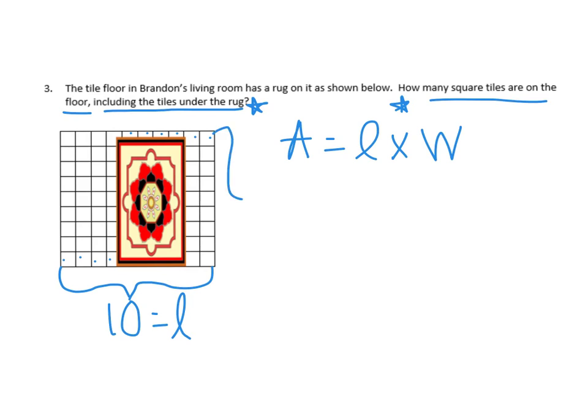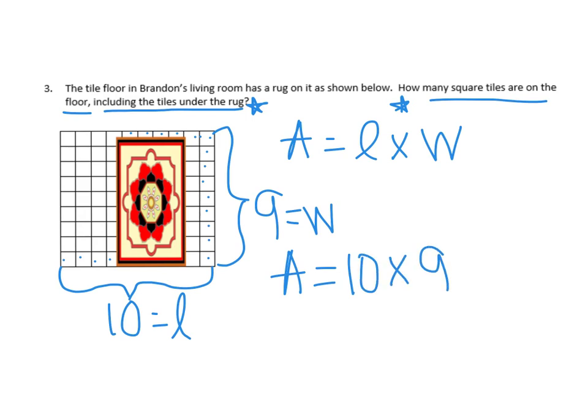Now I'm going to take a look at my width. 1, 2, 3, 4, 5, 6, 7, 8, 9. 9 is my width. So now I need to solve for area. Area equals length, which is 10, times the width, which is 9. So what is 10 times 9? Pause the video while you work to figure out the area. Don't forget to put your label. Replay when you are ready to check your work or if you get stuck.